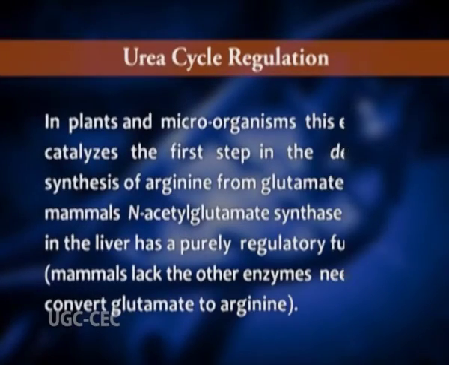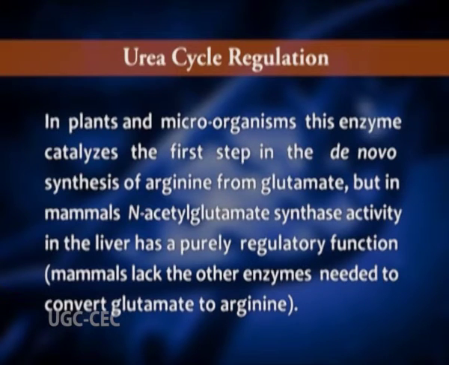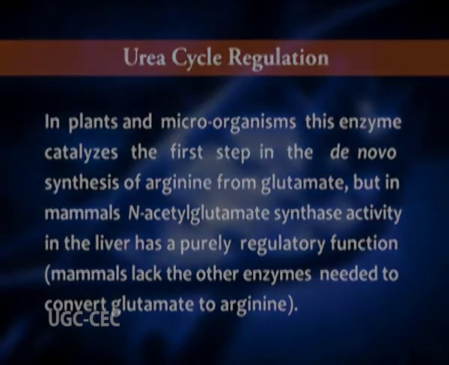The first enzyme in the pathway, carbamyl phosphate synthetase 1, is allosterically activated by N-acetylglutamate, which is synthesized from acetyl-CoA and glutamate by N-acetylglutamate synthase. In plants and microorganisms, this enzyme catalyzes the first step in the de novo synthesis of arginine from glutamate, but in mammals, N-acetylglutamate synthase activity in the liver has a purely regulatory function. Mammals lack the other enzymes needed to convert glutamate to arginine.